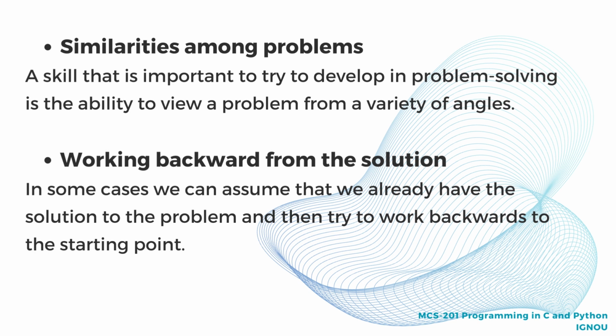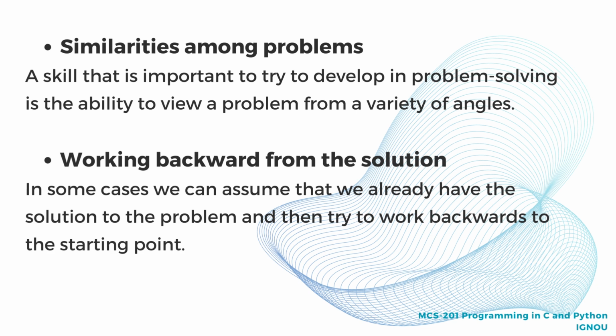The fourth step is similarities among problems. One way to make a start is by considering a specific example. Another approach is to bring the experience to bear on the current problem. So, it is important to see if there are any similarities between the current problem and the past problems which we have solved. The more experience one has, the more tools and techniques one can bring to bear in tackling the given problem. A skill that is important to try to develop in problem solving is the ability to view a problem from a variety of angles. One must be able to metaphorically turn a problem upside down, inside out, sideways, backwards, forwards and so on.